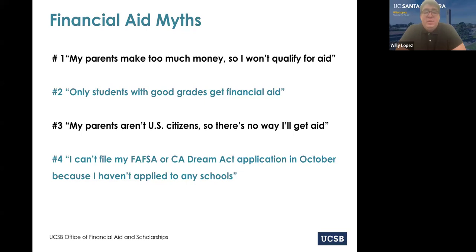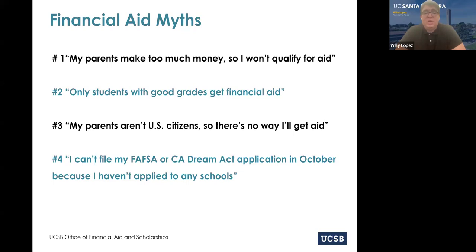For us as a university, we don't base our financial aid on grades. We offer our financial aid based on income and other financial information, like student family size or the assets I mentioned before. All these things go into calculating a student's Student Aid Index, because we are a need-based institution and we want to give aid to the students who need it the most, not just based on grades. The other point, my parents aren't US citizens, so there's no way I'll get aid.